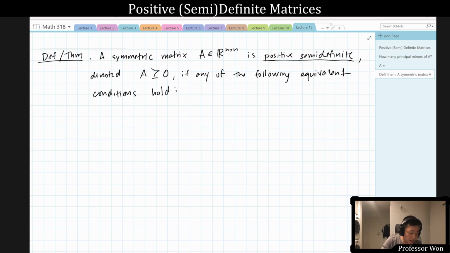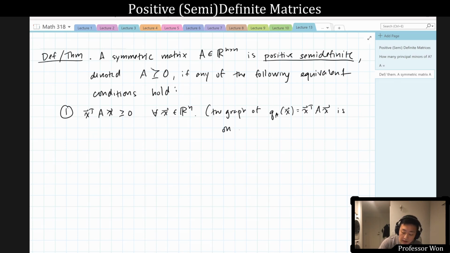The first one is the thing that I called the definition last time: x transpose Ax is greater than or equal to 0 for all x in R^n. In other words, the graph of Q_A, the quadratic form, is on or above the domain, like those pictures that we saw last time. This was the way that I defined positive semi-definite matrices last time: your quadratic form is always above the domain.